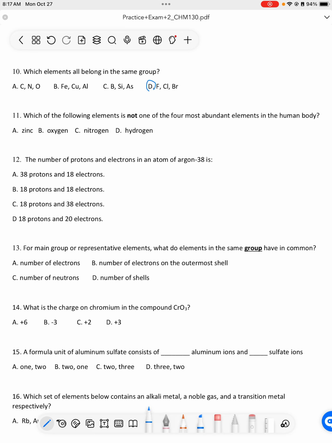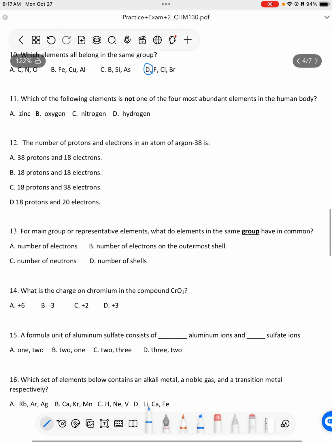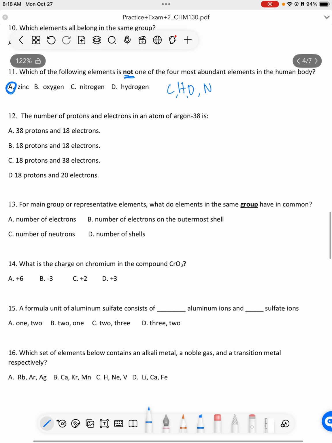Going to answer D for our last one that we did. All right. Which of the following elements is not one of the four most abundant elements in the human body? Well, remember that he told us that the four most abundant are C, H, O, and N. So just cross off any that are not that, which is zinc.